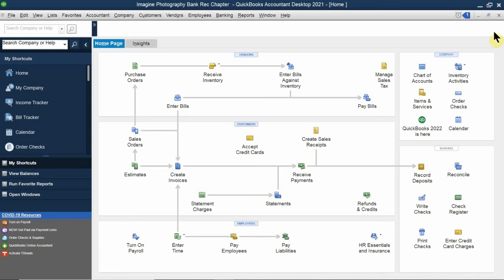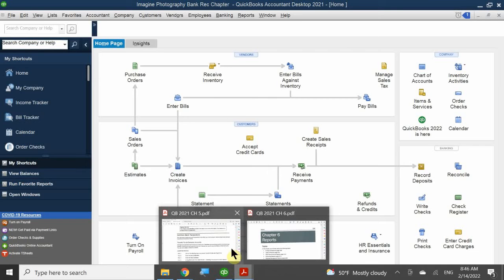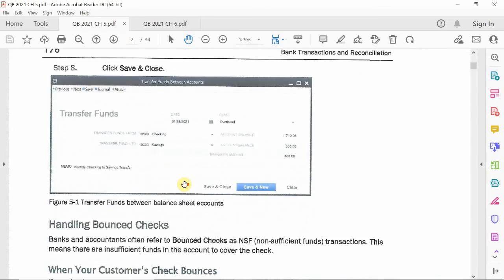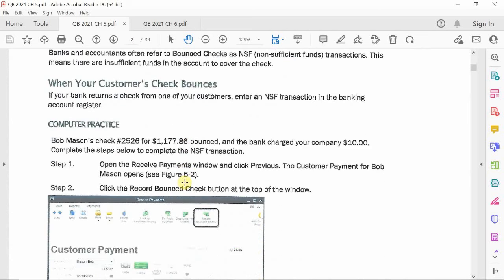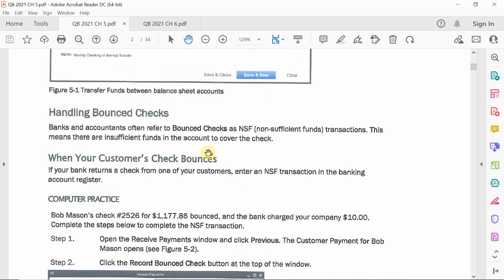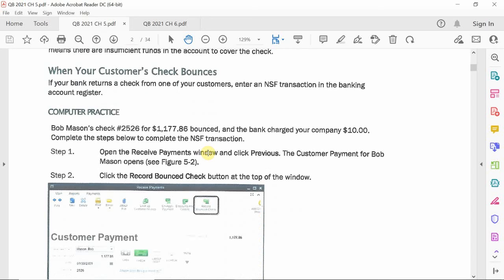Next section I want to talk about is going to be what happens when you have to deal with bounced checks. Whether you collected a customer payment and that check has bounced, or whether you've written a bounced check, how do you deal with it? So in this case, handling bounced checks. Let's take a look at our example here in our book.